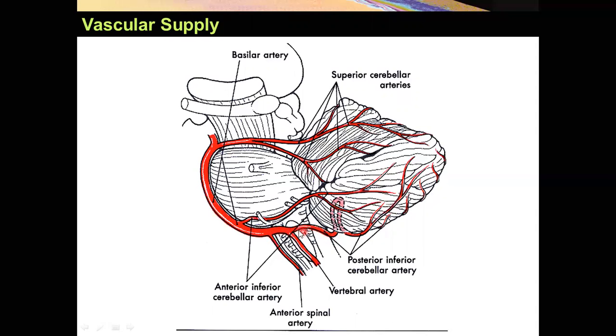Each vertebral artery gives off the posterior inferior cerebellar artery, this one, which supplies the inferior 1/3 of the cerebellum. The two vertebral arteries unite at the lower border of the pons and form the basilar artery. The first branch of the basilar artery is the AICA, anterior inferior cerebellar artery, which supplies the middle 1/3 of the cerebellum. And then the superior cerebellar arteries, a branch of the basilar artery, supply the upper 1/3 of the cerebellum.